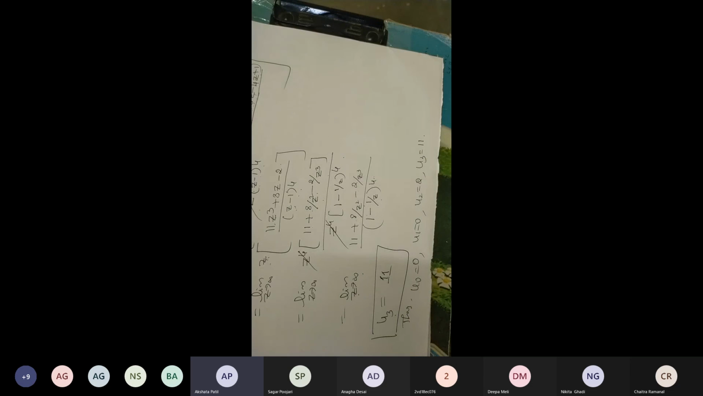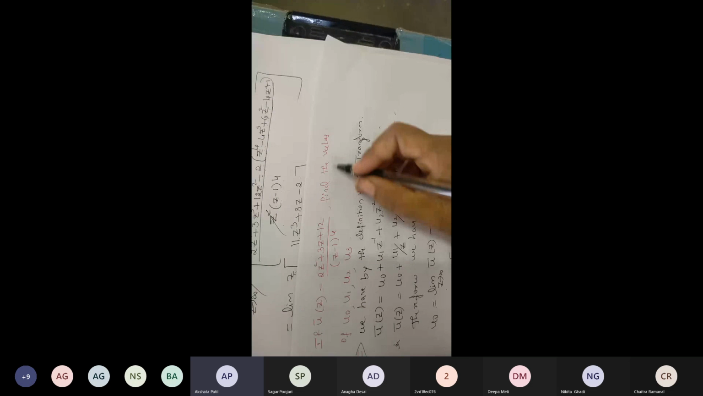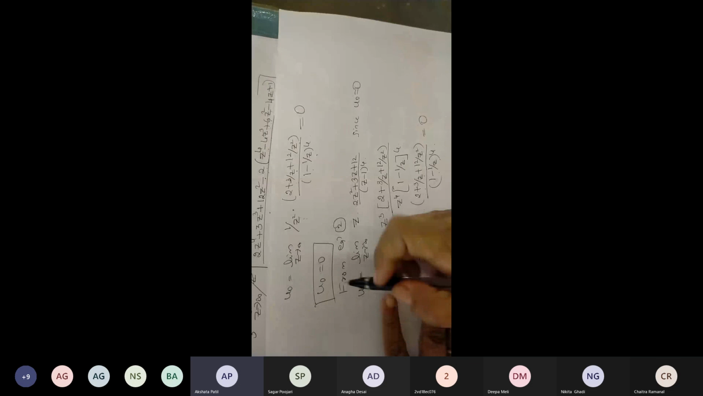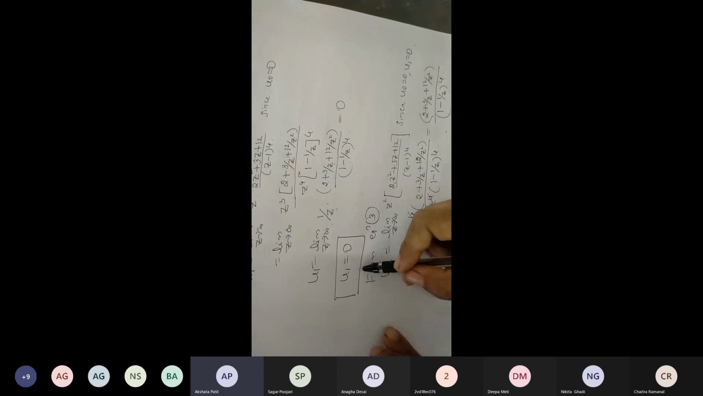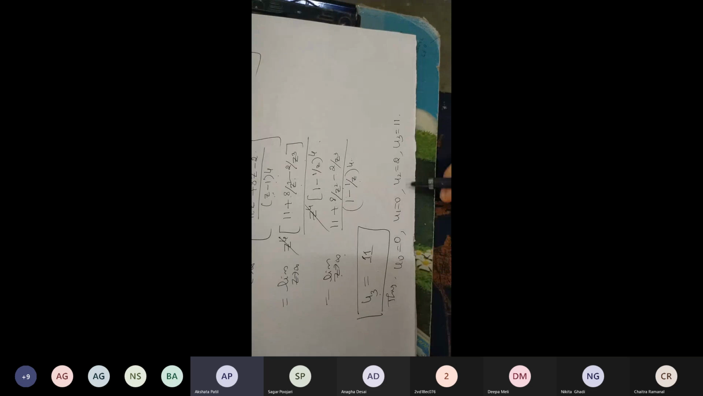Now what they are asking to calculate in this question is to find the values of u0, u1, u2, u3. So u0 we are getting 0, u1 we are getting 0, u2 is 2, and u3 we are getting 11. So that is what we have written here. We have proved that u0 is 0, u1 is 0, u2 is 2, u3 is 11. I hope you understand these two examples.